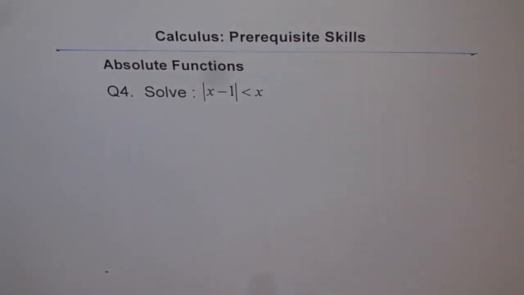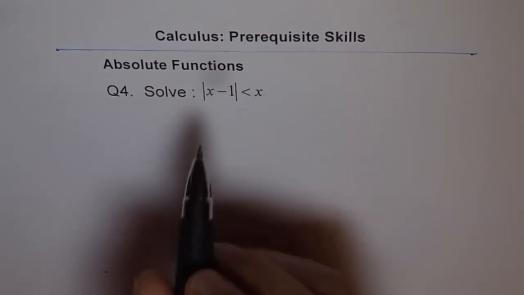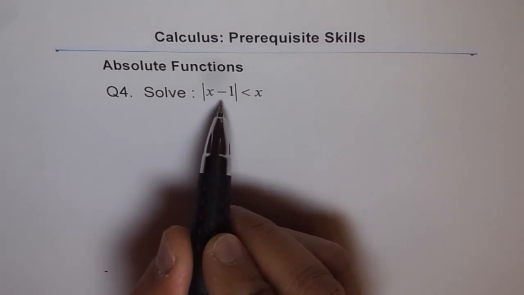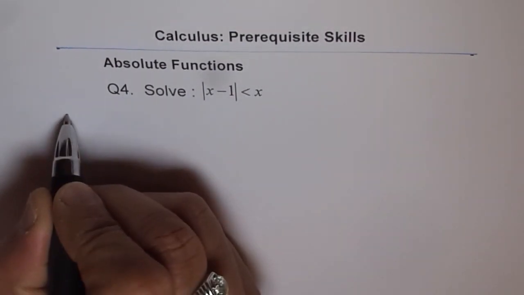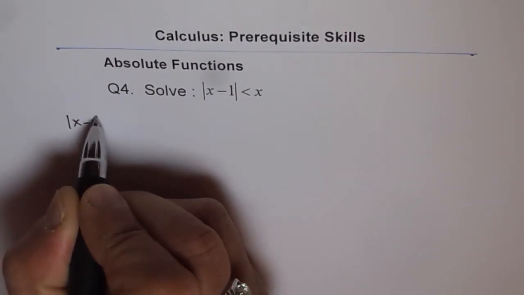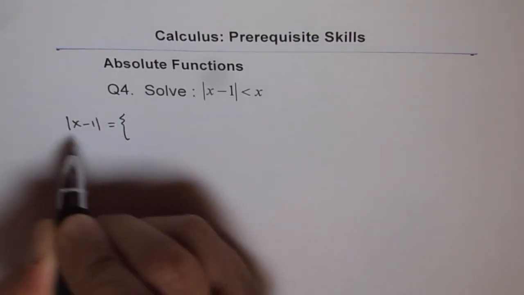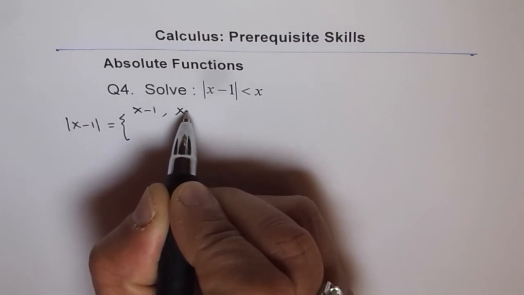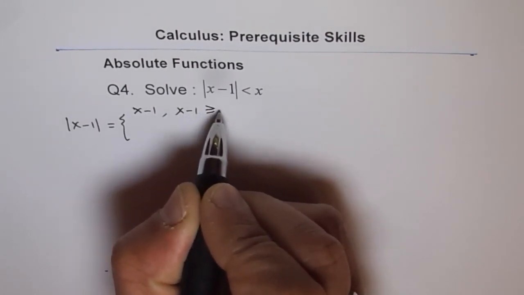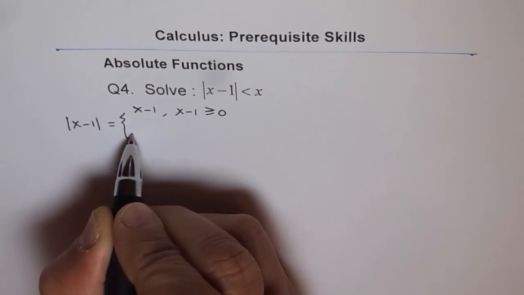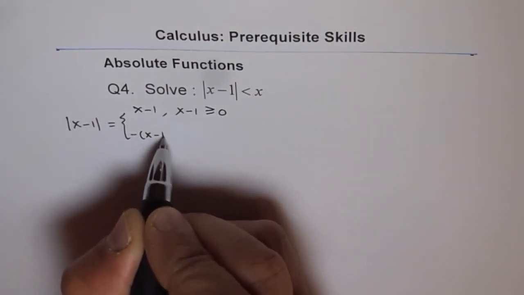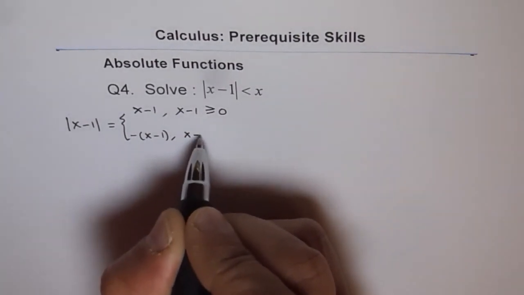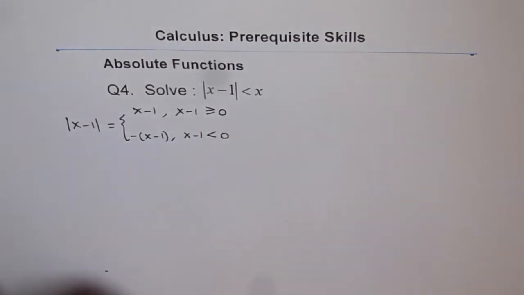This inequality can be solved algebraically or graphically. So let me show you both the approaches. Now let's first define our absolute function. f(x) = |x - 1| is equal to x - 1 if x - 1 is greater than or equal to 0, and it is equal to -(x - 1) if x - 1 is less than 0, correct?